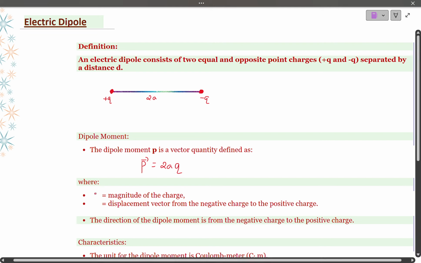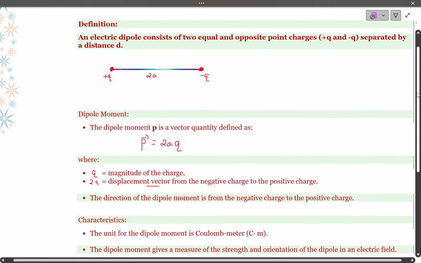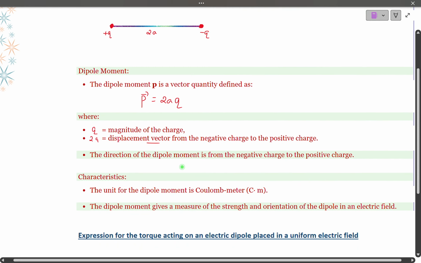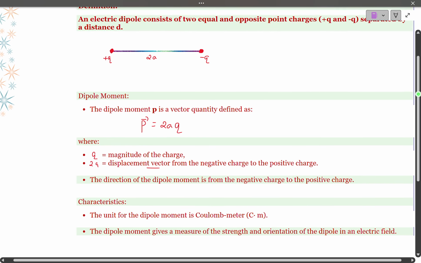Here q is the magnitude of the charge and 2a is the displacement vector from negative charge to positive charge. That means the distance between the two charges. And the direction of dipole moment is from negative charge to positive charge. The direction of dipole moment is always from negative to positive charge. So we can represent dipole moment like this. This is the direction of dipole moment.